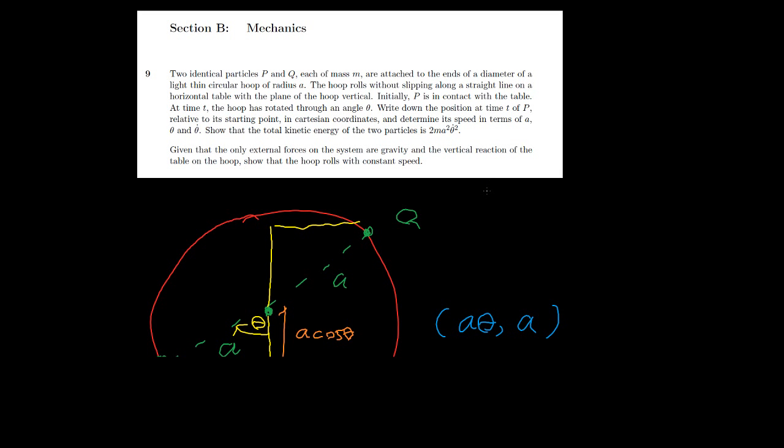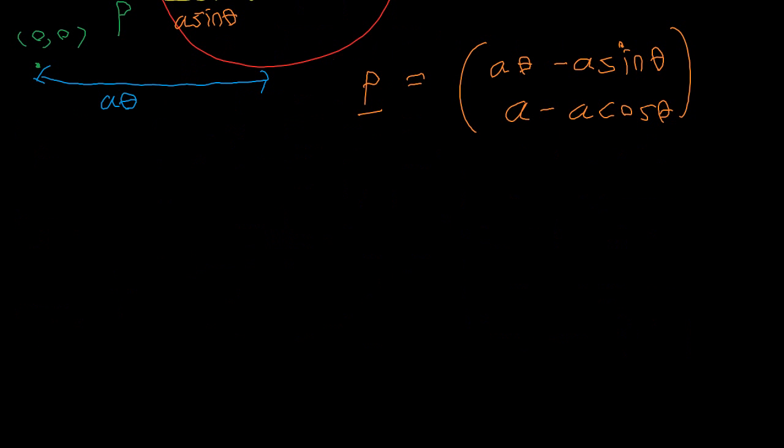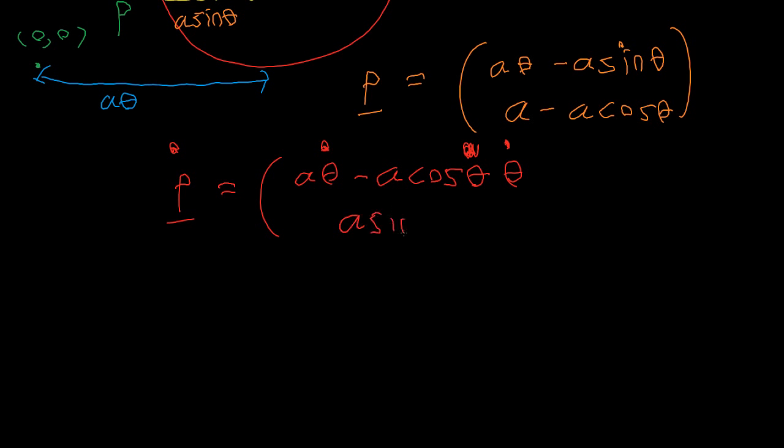Now we have to determine the speed of P in terms of a, theta and theta dot. So what's the speed of P going to be? Well, I'm just going to differentiate this thing component-wise. So I get a theta dot minus, and using it general, a cos theta dot. Down here, sorry, that should be theta. And down here, I get a sine theta and a theta dot.